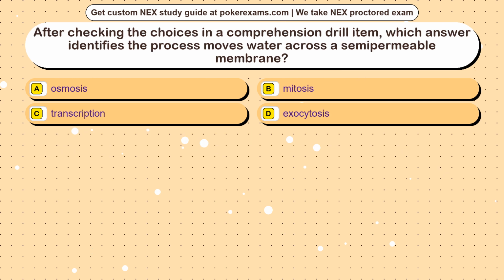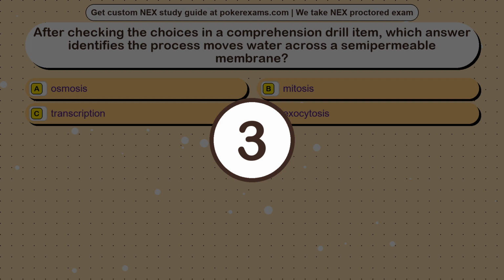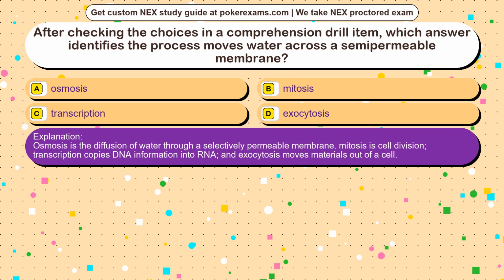Question 3. After checking the choices in a comprehension drill item, which answer identifies the process that moves water across a semipermeable membrane? Option A, osmosis. Option B, mitosis. Option C, transcription. Option D, exocytosis. The correct answer is option. Osmosis is the diffusion of water through a selectively permeable membrane. Mitosis is cell division, transcription copies DNA information into RNA, and exocytosis moves materials out of a cell.